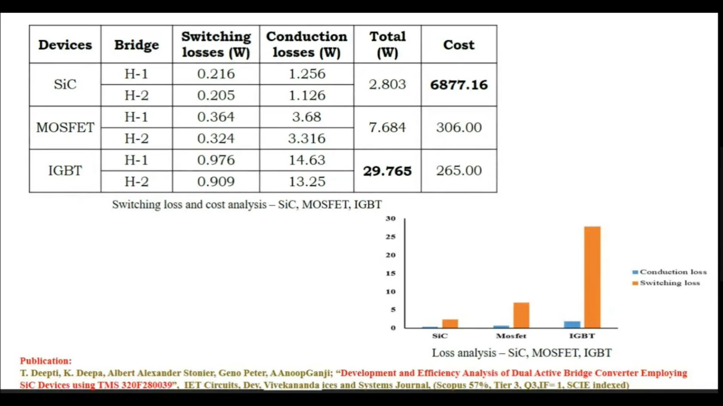So the losses were being calculated, and the corresponding cost of the devices is being plotted. Obviously, the cost of silicon carbide is more. That is on current day, but in due course of time, those rates also would come down. But with respect to efficiency, silicon carbide is more efficient than IGBT, but IGBTs are cheaper. So this is a plot which tells us the loss analysis of silicon carbide MOSFET and IGBT.